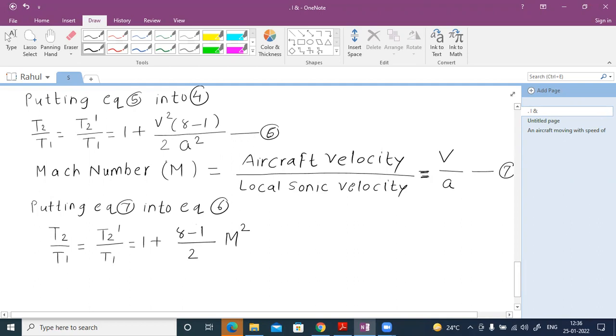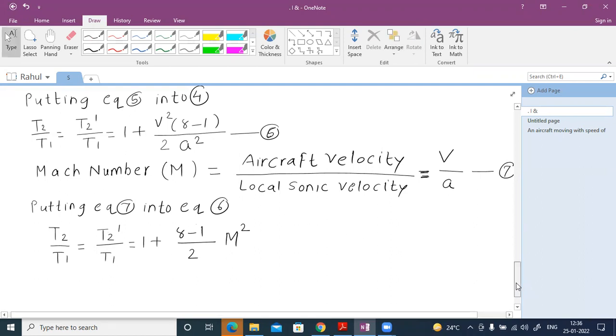You can see this, yes, all of you, V by A is M, right? So what is V square by A square? It's M square, okay. This is how we are getting the temperature after ramming. So T2 is nothing but the temperature after ramming. T2 is the ideal, T2 dash is the actual, right? Is that okay with this one?